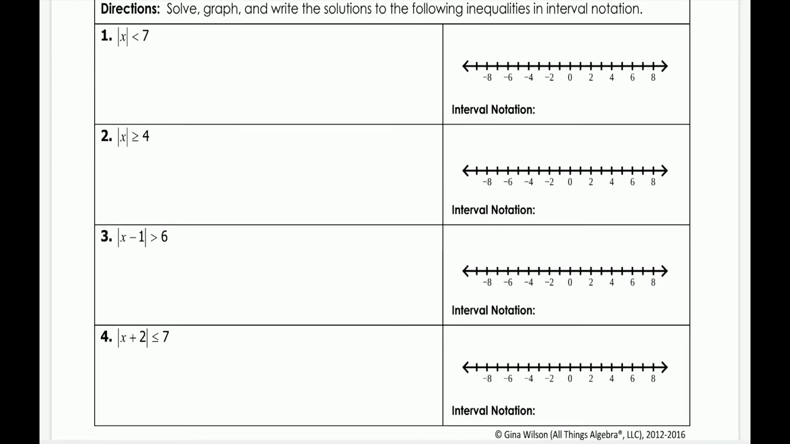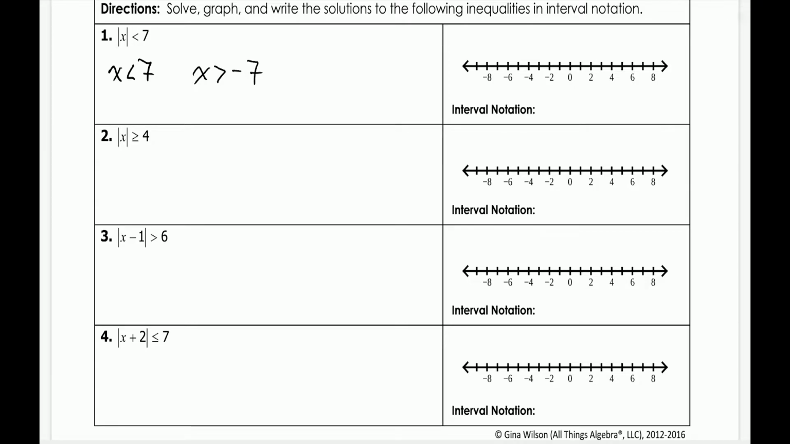So let's take a look at number 1. Number 1 is the absolute value of x is less than 7. So this is the less than statement. So what we do is we keep it. So we have x is less than 7. Then we switch it. So x is greater than, and we switch it again, negative 7. Okay?